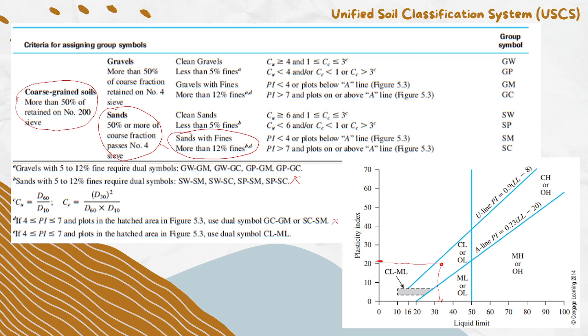So, now that we have determined that the soil sample is sand with fines, we determine now if it is either SM or SC. So, the plasticity index is greater than 7 because this is 21, and it plots above the A line. So, this is the plot of our plasticity index. So, our soil has a group symbol SC.